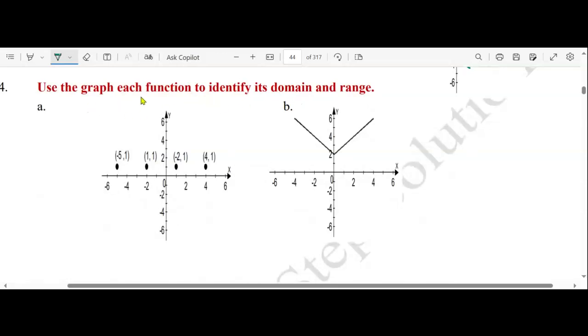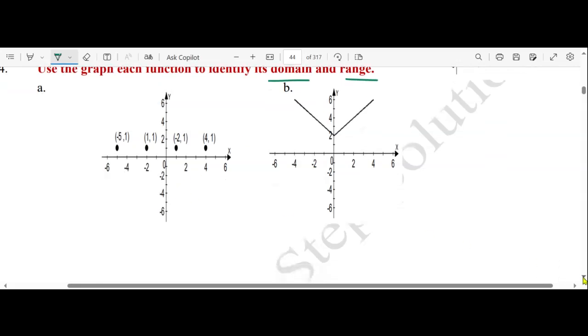Use the graph of each function to identify the domain and range. What is the domain here? The domain is what? -5, right? 1. What else? 1. What else? -2 and 4. And what is the range? Okay, I'll leave it for you to do the range. Okay? What about the domain here?